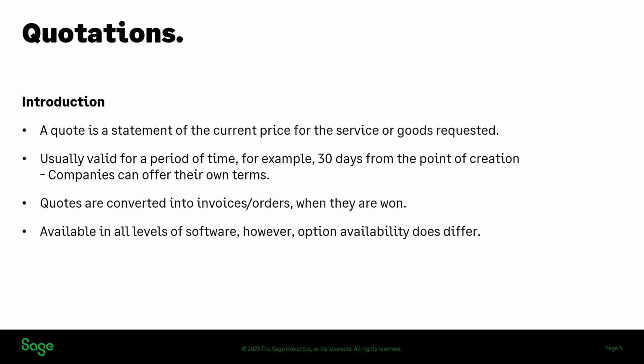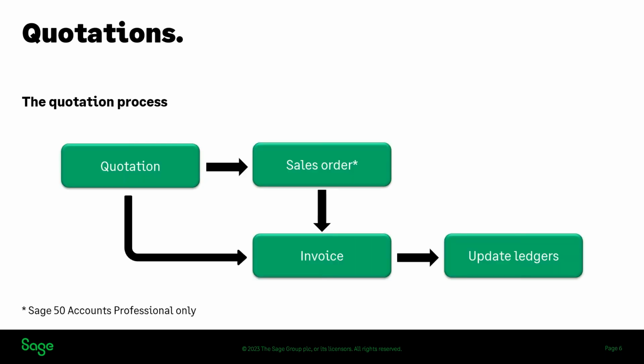As I say, I will point out the differences as we're working through the various scenarios. Now, the quotation process itself, and this is where it differs, is very simple. You will enter the quotation, and then you will convert it either to a sales order when you flag it as won, or it will convert to an invoice if you flag it as won.